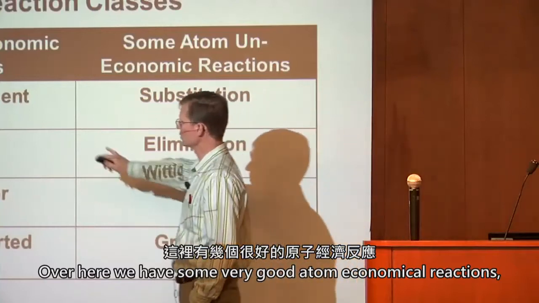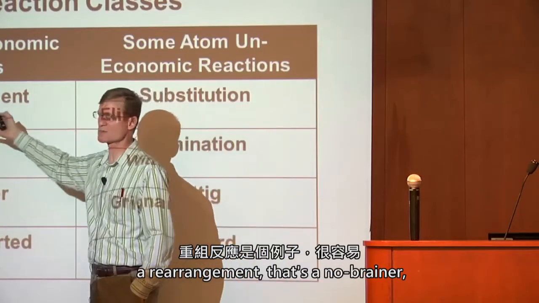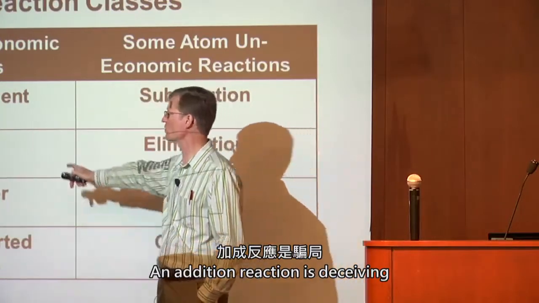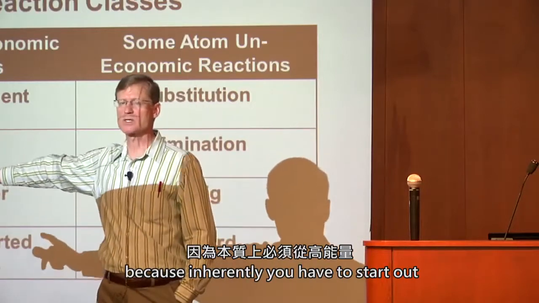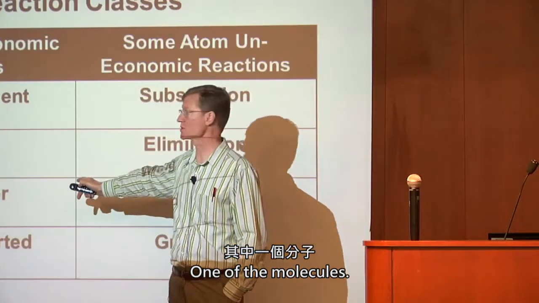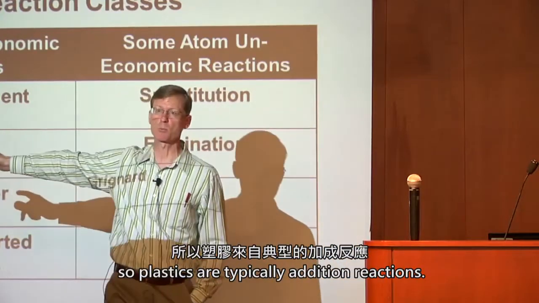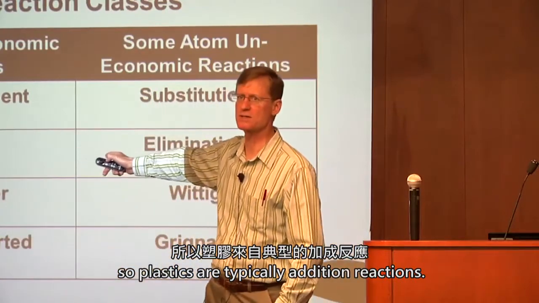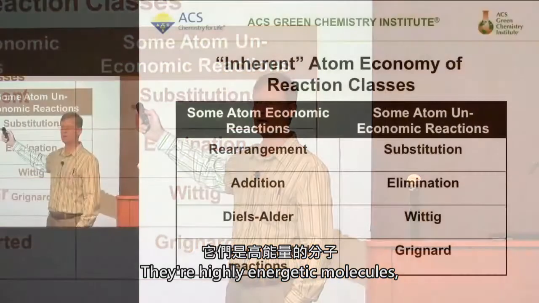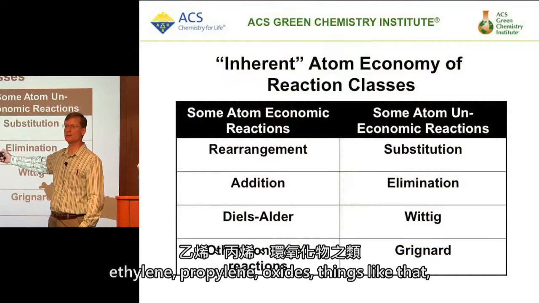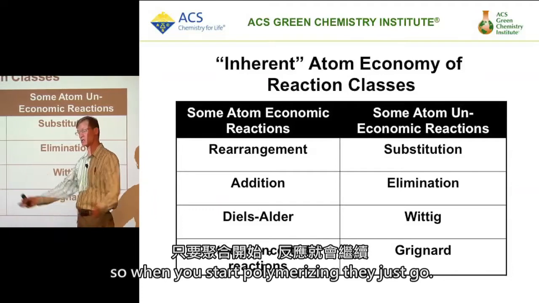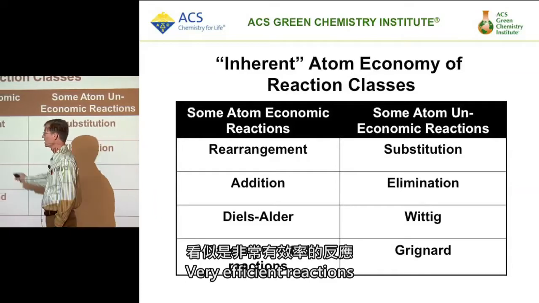Over here, we have some very good atom economical reactions. A rearrangement, that's a no-brainer. If you can just take that bond and swing it over to here, it's typically a lot easier. An addition reaction is deceiving because inherently you have to start out with a molecule that's at a high energy, okay? One of the molecules. Addition reactions are polymerization reactions. So plastics are typically addition reactions, all right? And what do we make plastics from? They're highly energetic molecules, ethylene, propylene oxide, things like that. They have strained bonds. So when you start polymerizing it, they just go, all right? Very efficient reactions, but it is deceiving.